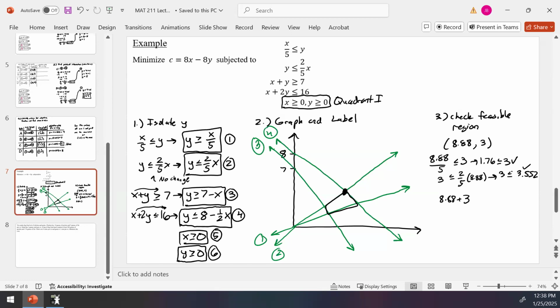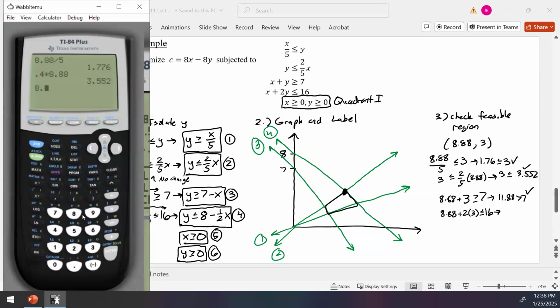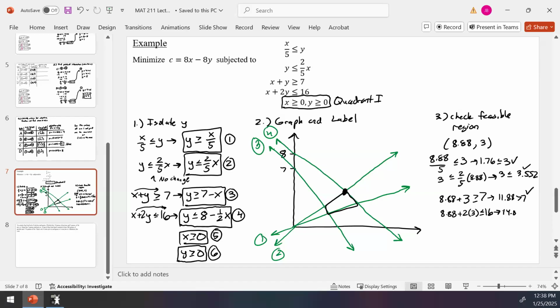8.88 plus 3. Not that it's incorrect mathematically, it just wouldn't make sense for the variables. And so I get 11.88 is greater than 7, so check. And then the final one, 8.88 plus 2 times 3 is less than 16. So hopefully this one doesn't break. So 8.88 plus 3 times 2, or 2 times 3 really, 14.88 is less than or equal to 16, so check. And then 8.88 is greater than or equal to 0, and 3 is greater than or equal to 0.